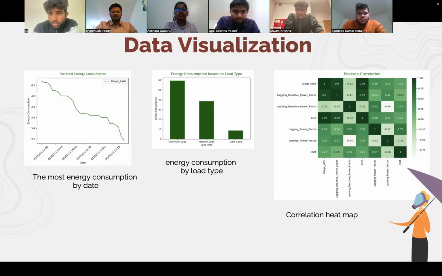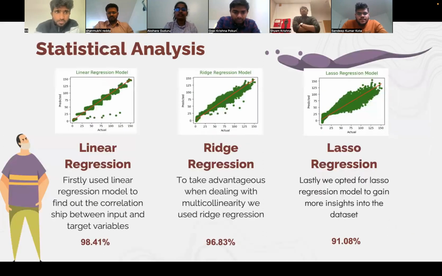And coming to the heat map, this is a correlation. We have used Pearson correlation, and the heat map looks somewhat positive and strong. We got a strong positive correlation, as well as somewhat strong negative correlations also. Yeah, that is our heat map.